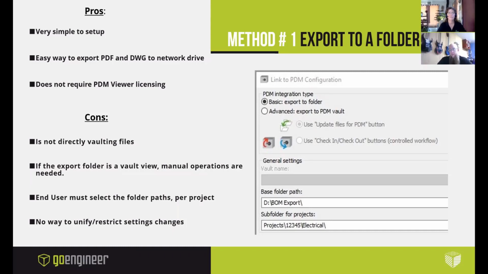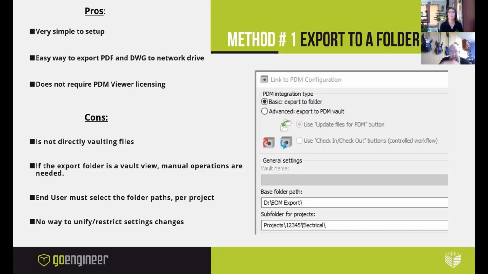Exactly. So this method number one of exporting to a folder, I've got just a quick screenshot. Like I said, we'll be turning it over to Cheri to show the button clicks and speaking to all the different settings. But I just kind of want to go through a quick pro and con on all of these. I'd say one of the biggest pros of the export to a folder is it's incredibly simple to set up, right? You're picking a base folder, you pick a subfolder path and hit go. And it is a very quick and easy way to automate the export of PDF and DWG data, especially out to a network drive, right?